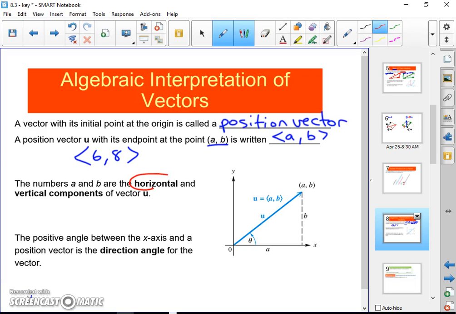They're going to ask you some questions about horizontal and vertical components. Just understand that when they talk about horizontal components, they're talking about the x number. And when they talk about vertical components, they're talking about the y number. That's going to be big.